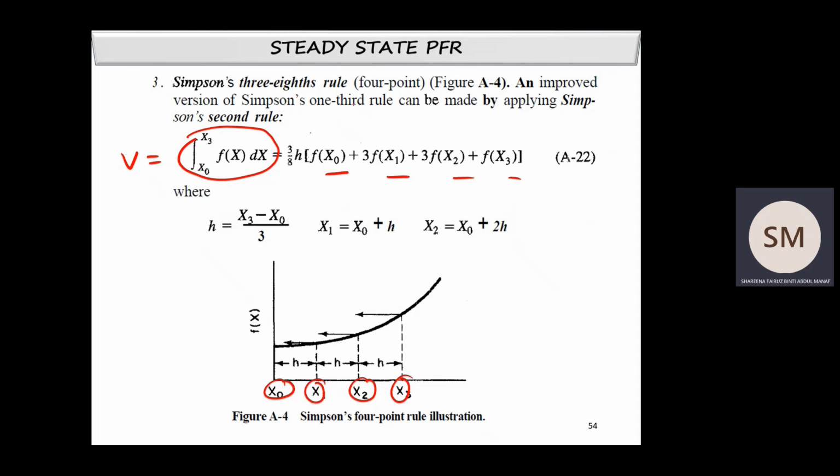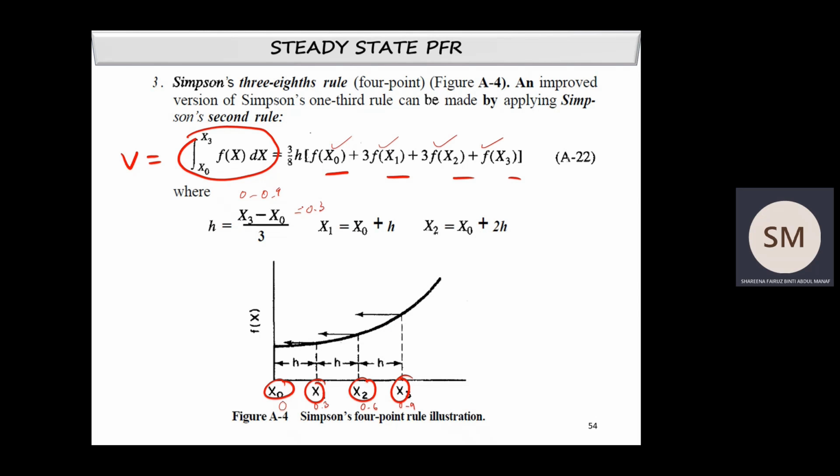This is Simpson's 3/8 rule for 4 points. Look at the figure here, the graph. There are 4 x's: we have x0, x1, x2, and x3, and there are 3 h's here. So this is 1, 2, 3, 4. Usually we will have something like 0 to 0.9. 0.9 minus 0 divided by 3 should be 0.3. So you get x0 is 0, x1 is 0.3, x2 is 0.6, and this one is 0.9.